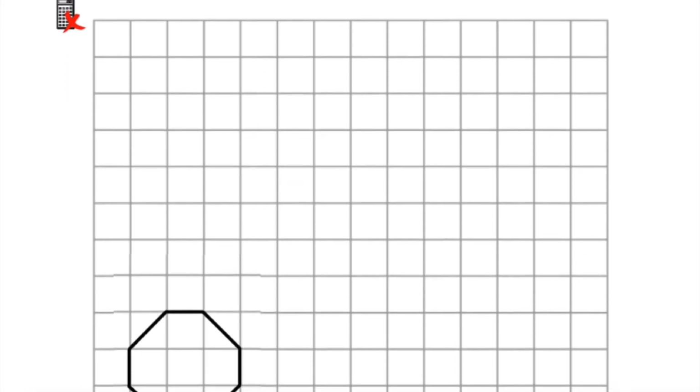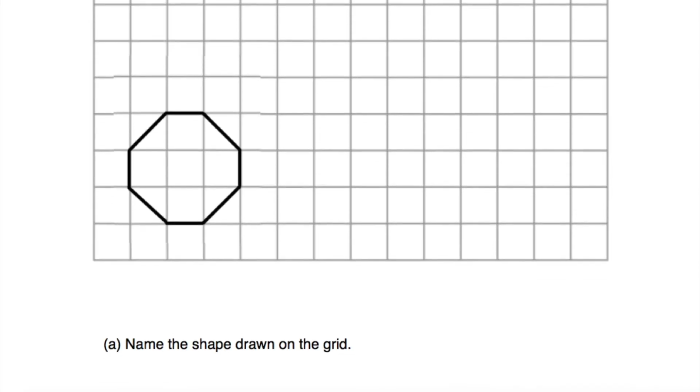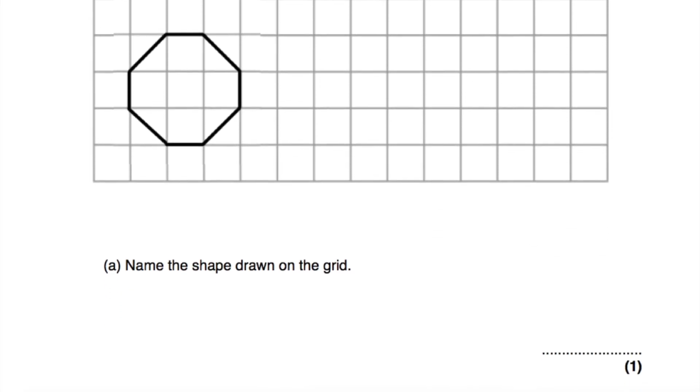Okay, question number one. We've got this grid and we've got this shape, and part A says to name the shape drawn on the grid. So let's count the number of sides. We've got 1, 2, 3, 4, 5, 6, 7, 8 sides. And a polygon with 8 straight sides is called an octagon. So that's an octagon.